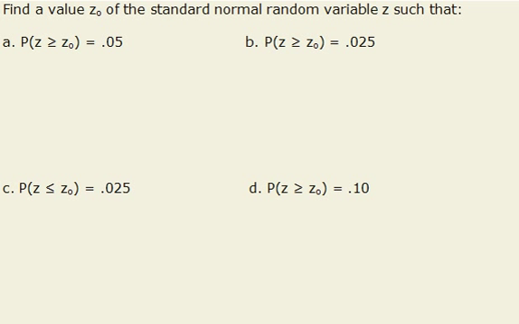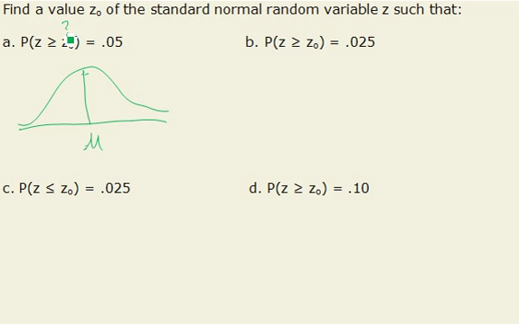Find a value z sub naught of the standard normal random variable z such that the probability that z is greater than or equal to z sub naught equals 0.05. Let's get a picture of what this looks like. I know that I would have some mean in the middle, but what does it mean for z to be greater than or equal to some z sub naught?